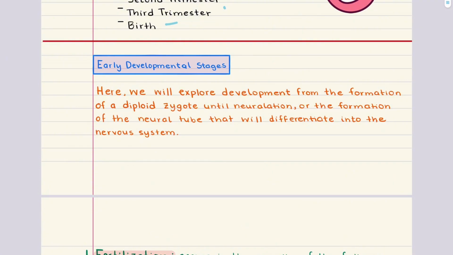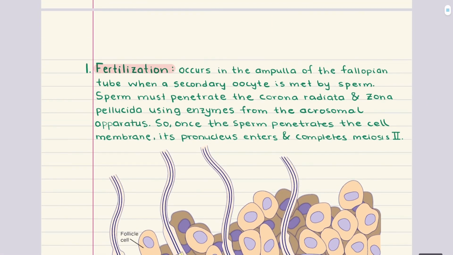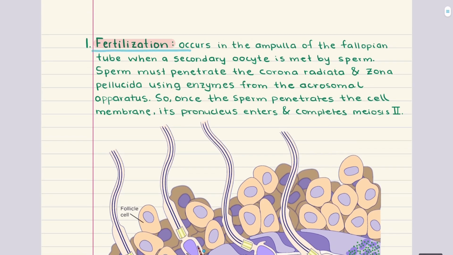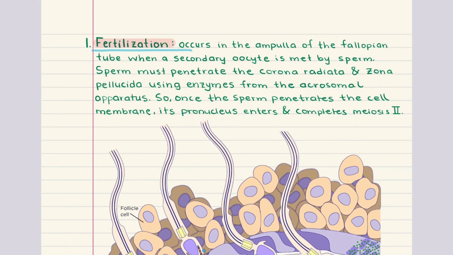In this section, we're going to explore development from the moment a diploid zygote is formed all the way through neurulation, which is the process that gives rise to the neural tube. This is the structure that will eventually become the central nervous system. Let's begin with fertilization. Fertilization occurs at the ampulla of the fallopian tube. This is the widest part of the tube. This is where a secondary oocyte encounters a sperm cell.